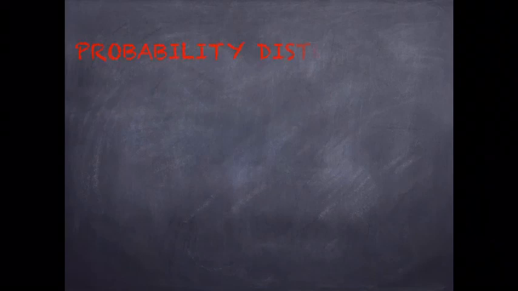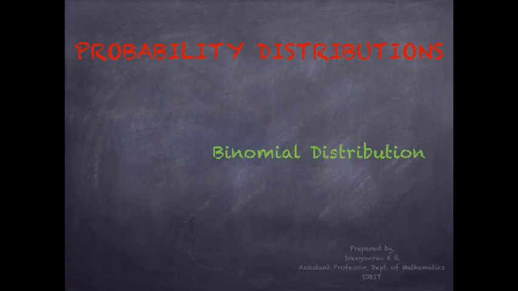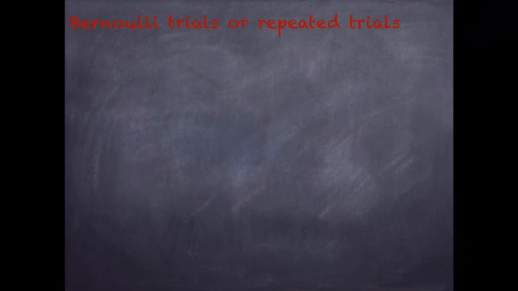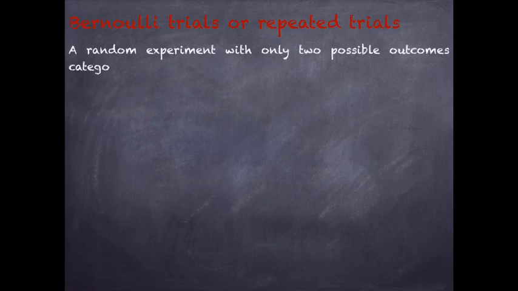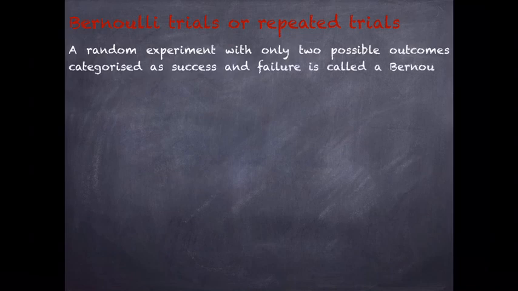We are going to discuss one more important concept of probability distribution, that is binomial distribution. Before we start the binomial distribution, I am going to explain one important definition called Bernoulli trials or repeated trials. The definition goes like this: a random experiment with only two possible outcomes categorized as success and failure is called a Bernoulli trial.